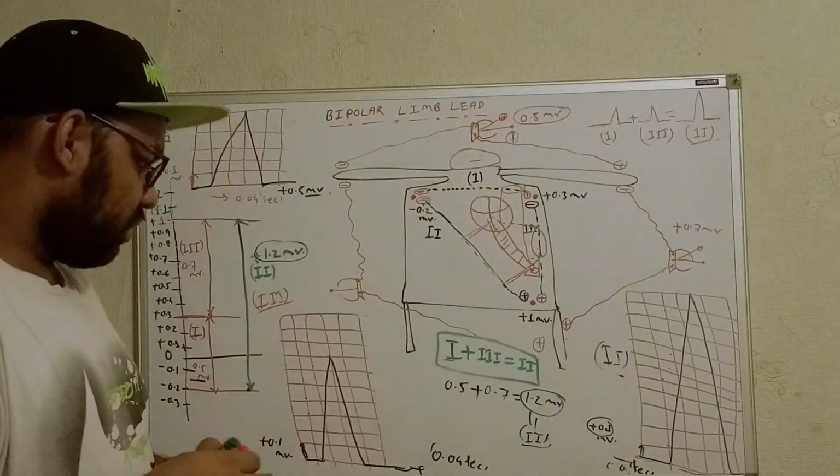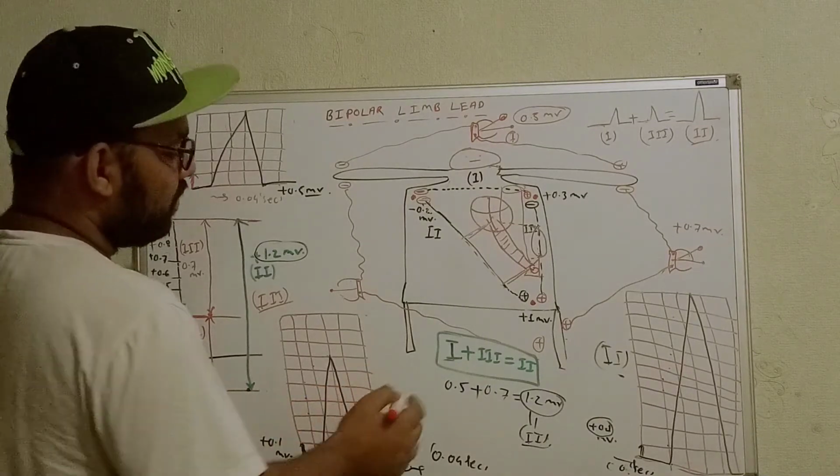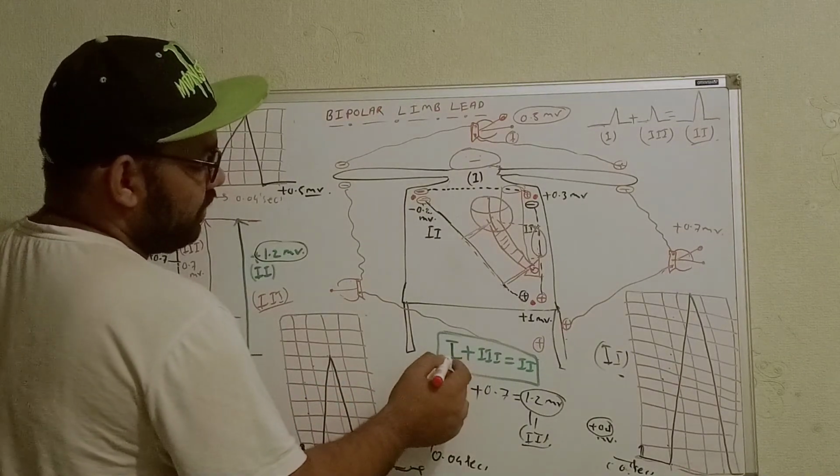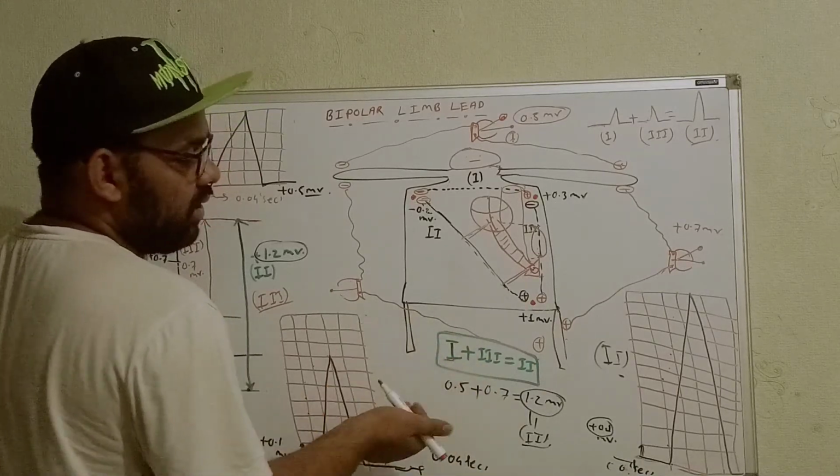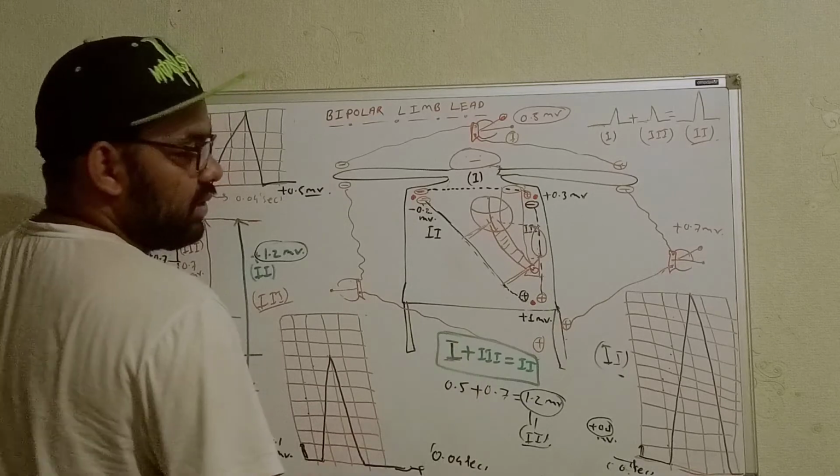Okay, so from this law, what can we say over here? From Einthoven's law, if we know any two values out of the 3, then I can find out the potential difference for the remaining one.